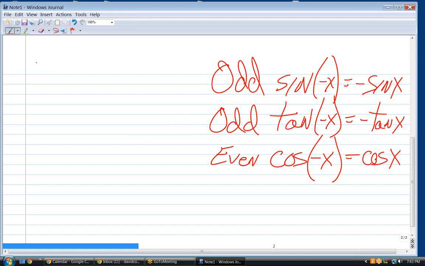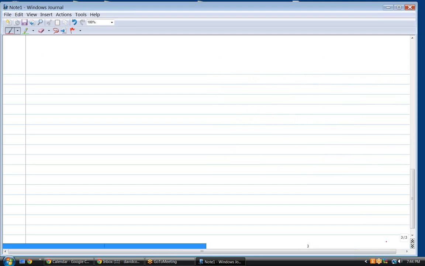Okay, the next couple: simplify the expression to either a constant or a basic trigonometric function, and support the result graphically. The first one is tangent of pi over 2 minus x. What can I substitute for that? Before I even go any further, what's that the same as?